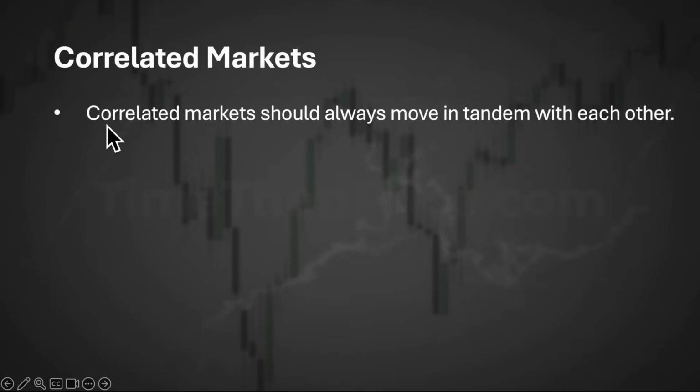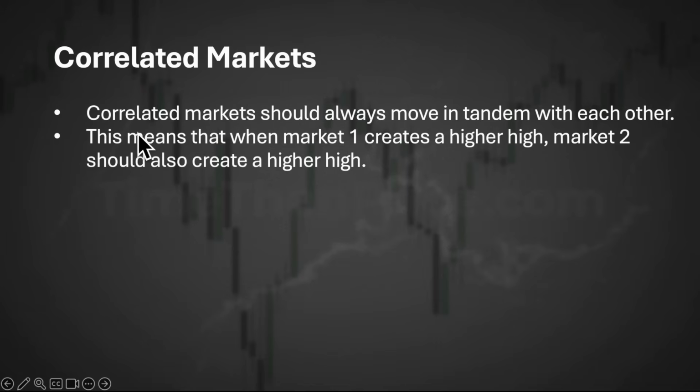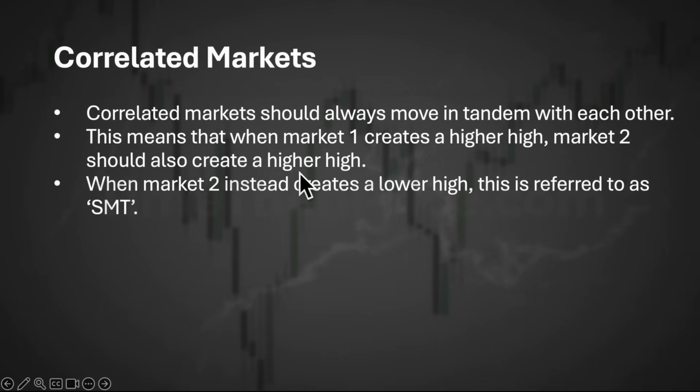First of all, correlated markets should always move in tandem with each other, meaning when one market creates a higher high, the other market should also create a higher high. When one market creates a higher low, the other market should also create a higher low. However, when one market does something different than the other market, it shows you that between these correlated markets, there's a correction correlation. This means that when market 1 creates a higher high, market 2 should also create a higher high. When market 2 instead creates a lower high, this is referred to as SMT, meaning these markets are not moving in tandem with each other.